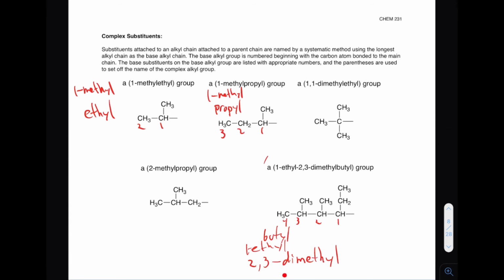We wouldn't say 2-methyl dash 3-methyl. We would shorten it like this, right? So 2,3-dimethyl. And stringing it together, we get this.